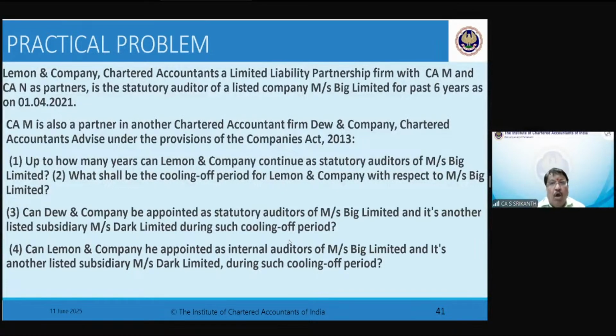How can they be there for 6 years? You have to think. They would have been appointed as the first auditor, and that 1 year they would have filled. Then from the first AGM, there will be 5 years, so 6 years. Now, another 5. You have to think a little. The cooling off period follows 5 consecutive years. Absolutely correct. But CA M is common only in Dew, therefore Dew cannot be appointed in Big, but they can be appointed in Dark. And Lemon can be appointed as internal auditor of Big and Dark.